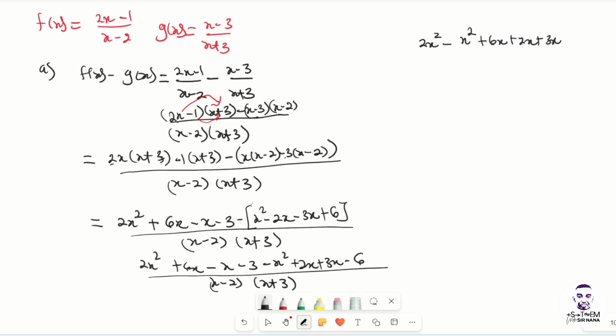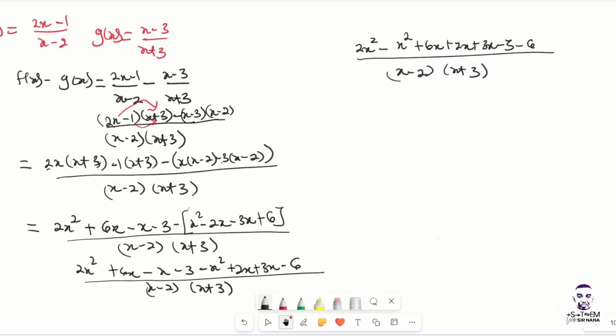So these are all the x terms, right, and then we can also have the constant terms, which are minus 3 and minus 6, right, all this over x minus 2 and then x plus 3.